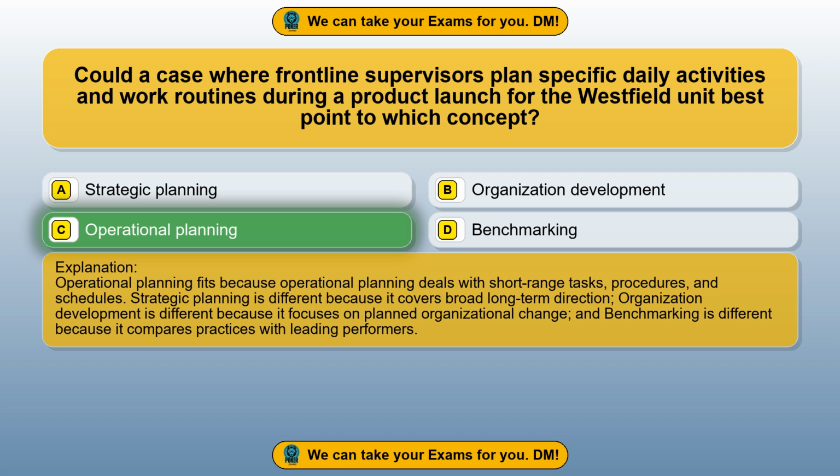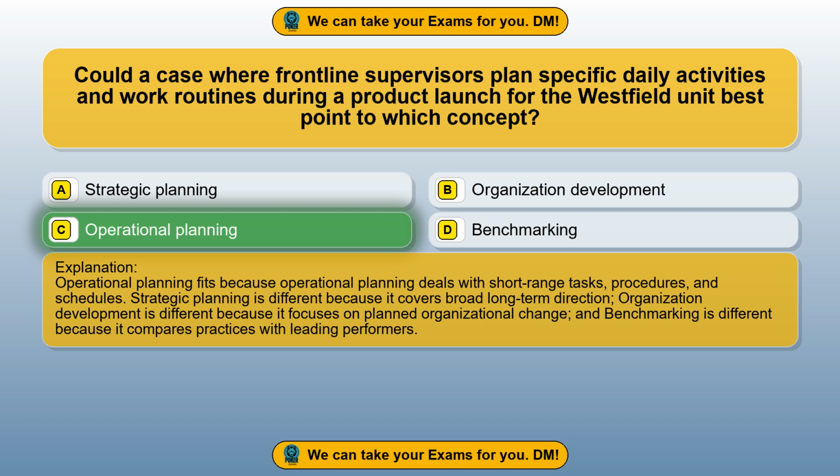Operational planning fits because operational planning deals with short-range tasks, procedures, and schedules. Strategic planning is different because it covers broad long-term direction. Organization development is different because it focuses on planned organizational change, and benchmarking is different because it compares practices with leading performers.